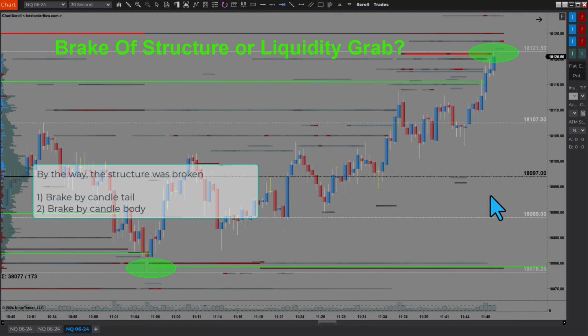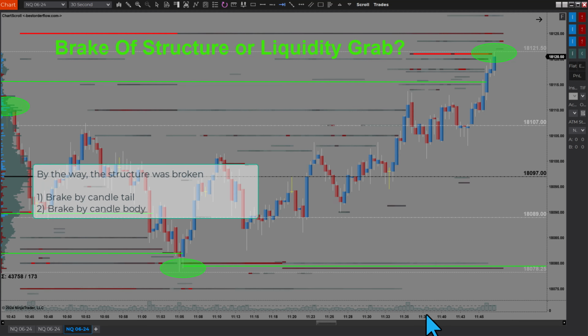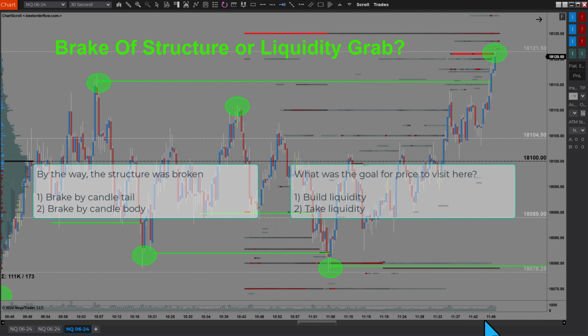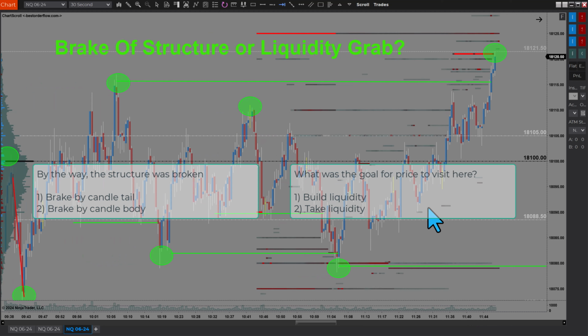There's another view, that we need to think about what the goal was. What was the goal for all of this construction, all of this schematic? Because this is a very clear schematic. When we take a look at the Wyckoff schematic, we understand that price has a goal in mind, and there are only two reasons for price to move. One, build liquidity, and second, grab liquidity.